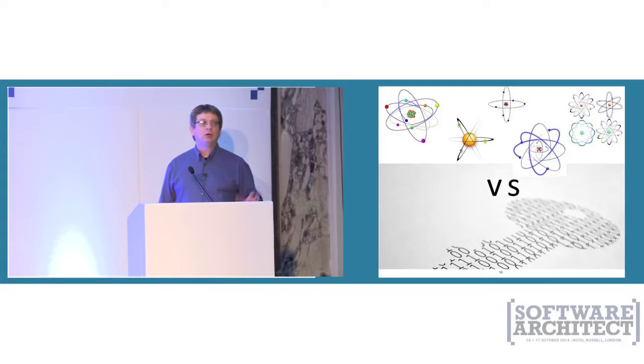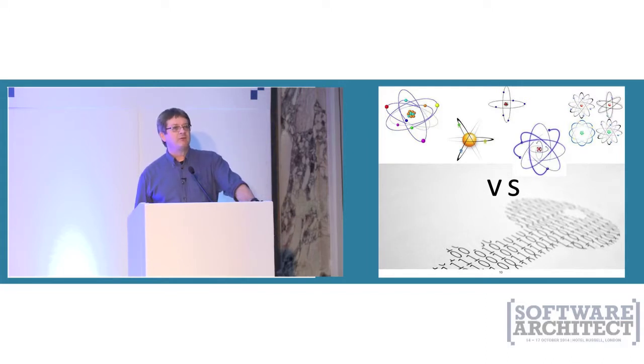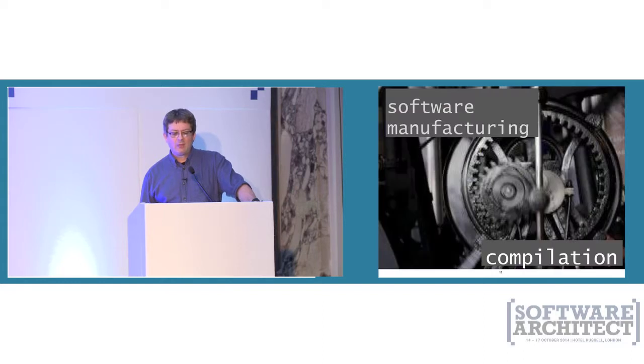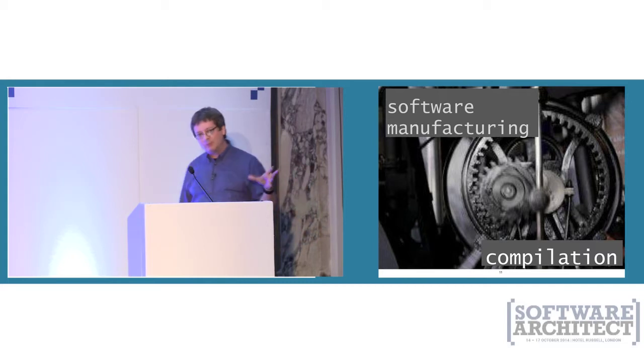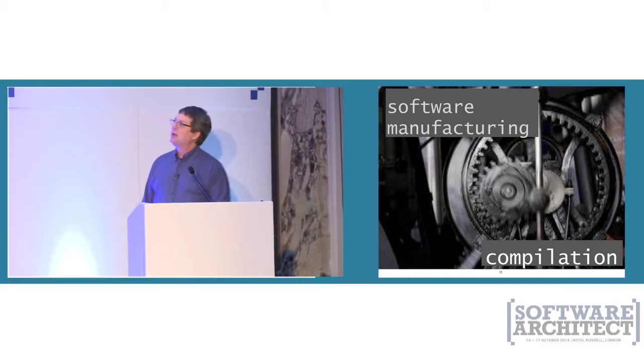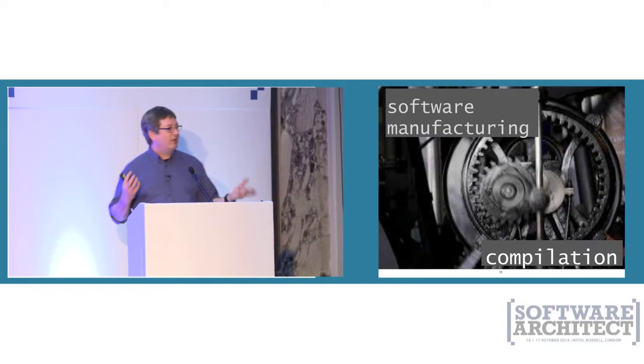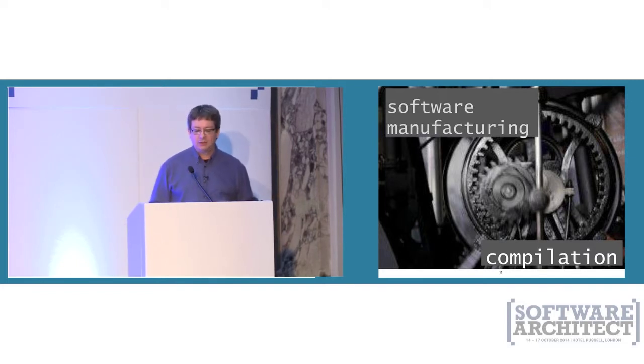But we don't deal with atoms in our world. We deal with bits, and bits are very, very soft. In fact, it's called software for a reason. So what is the manufacturing process for us? What is the thing that takes a design and converts it into something that manifests in the real world? It's compilation and deployment. That's our manufacturing process.